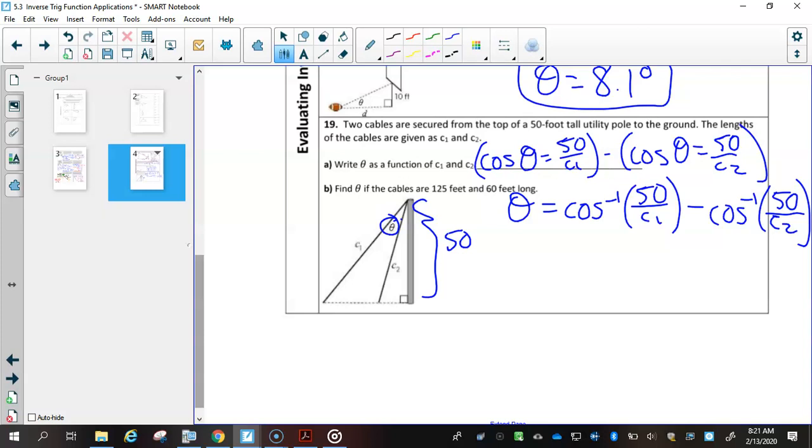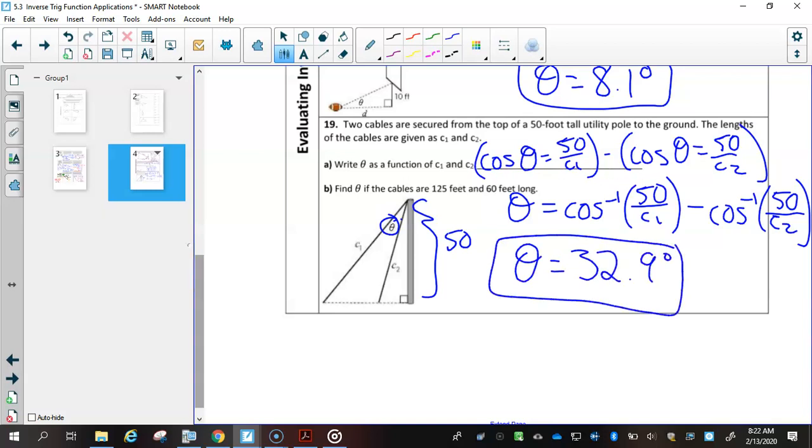Once you put the numbers in for C1 and C2, you can put that whole strand in your calculator all at once. You don't need to do it separately. And what is theta? It just looks more complex because there's two parts.